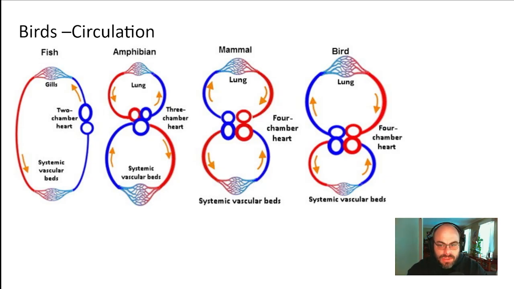You see this same system with mammals. I love how they put bird and mammal next to each other, and they're literally the same thing. So very similar, but very efficient. No mixing of the blood, whereas you have some mixing of blood with amphibians, even in some reptiles. And so you start to have more efficient systems with circulation.